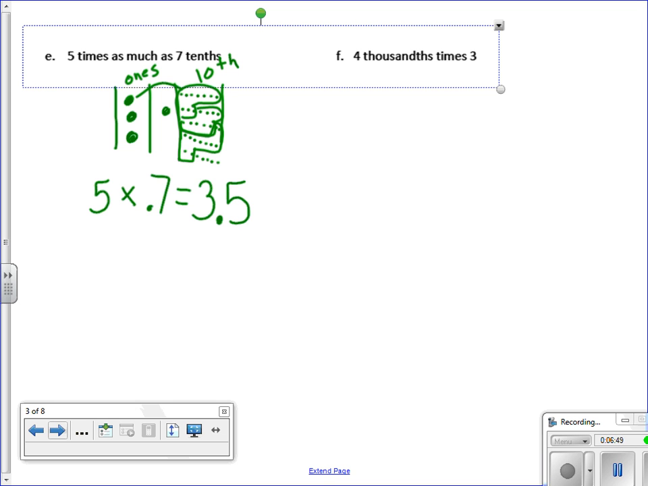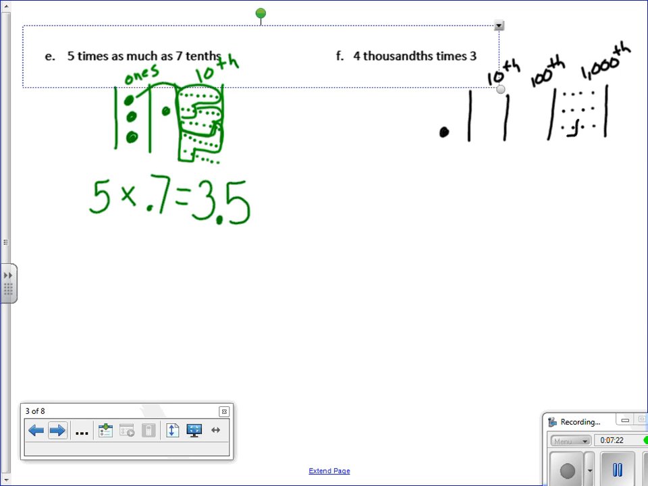Next one, we've got 4 thousandths times 3. So we need to go to the thousandths place. We've got our tenths, we've got our hundredths, and we've got our thousandths. And we have 4 thousandths times 3. So that means 4 thousandths, and we need 3 copies. There's 1, 2, 3 copies. Group them into tens.